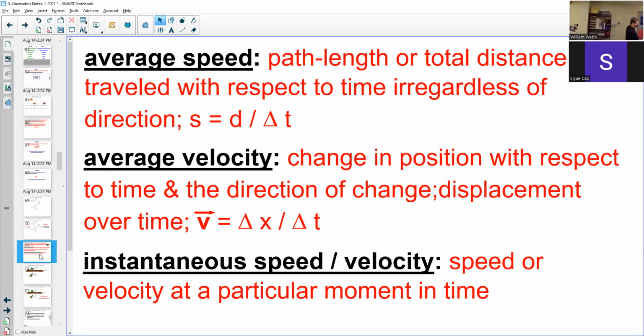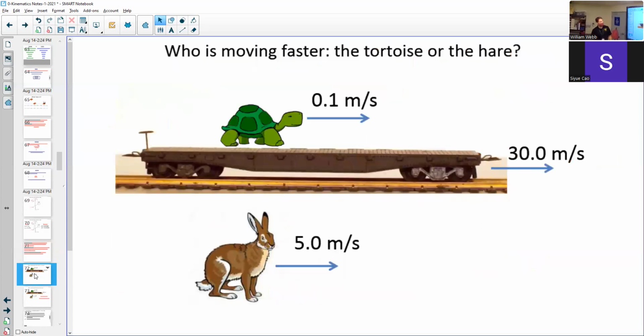All right, last little thought here. We've got a tortoise and a hare. The tortoise is walking forward at 0.1 meters per second on a train that's moving 30 meters per second. The rabbit is on the ground beside it, moving 5 meters per second. Who's moving faster?